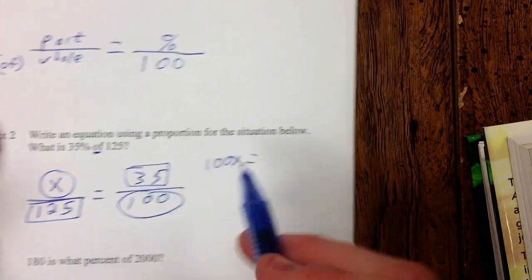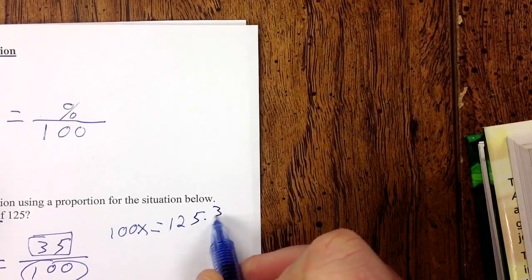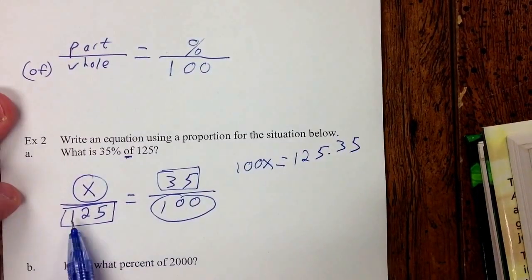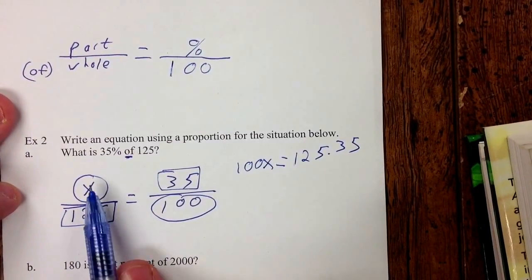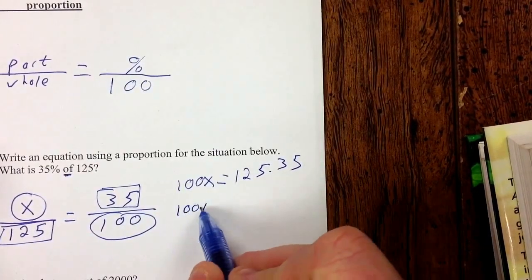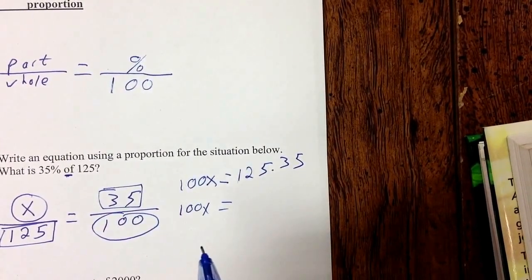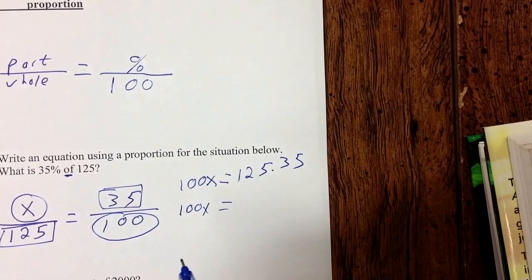All right, and I can do this diagonal now. 125 times 35. I'm going to go off screen just a little bit. So 125 times 35. All right, so this times this needs to equal this times this. So 100x just can come down. This we can just multiply really quick. 125 times 35. You can do it by hand, or you can do it with a calculator.